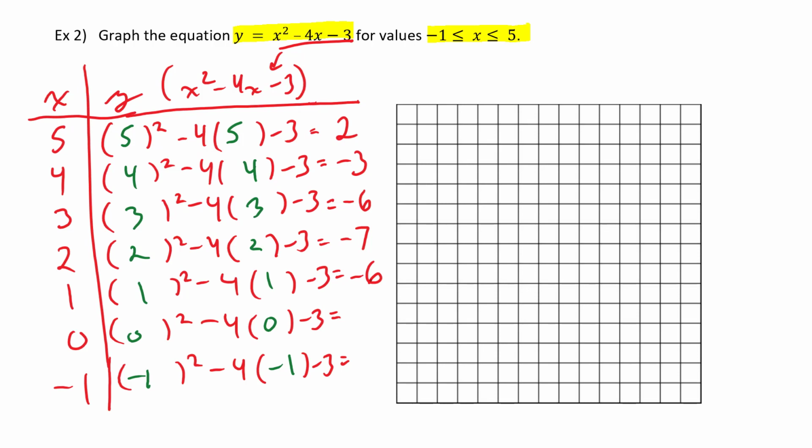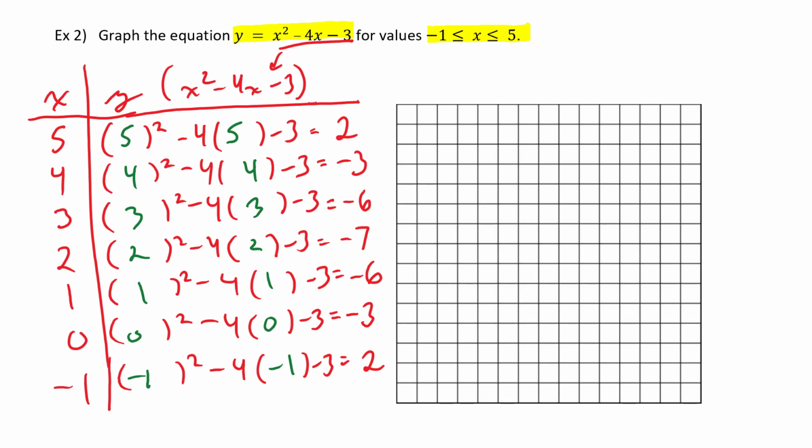0 squared minus 4 times 0, that's just all going to be 0. So this one's going to be -3. Minus 1 squared, minus 1 times -1 is +1. Minus 4 times -1 is +4. 1 plus 4 is 5. Minus 3 is going to be 2.